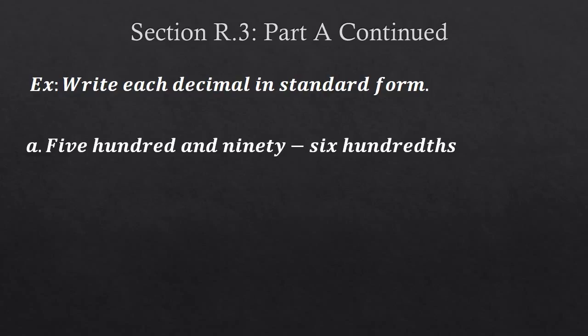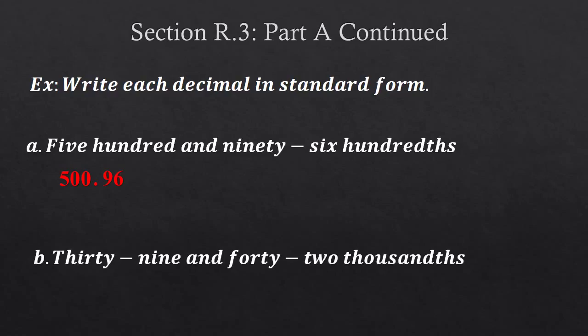$596 has to be written in standard form. So you're taking the words and writing them in numerical form. So therefore, $596 as a decimal is $500.96. $39 and 42 thousandths, written as a decimal, is $39.042.